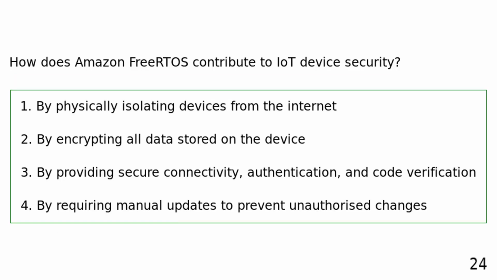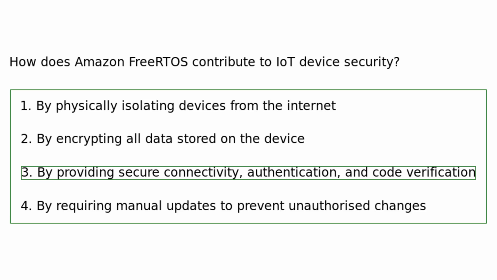How does Amazon FreeRTOS contribute to IoT device security? By physically isolating devices from the internet. By encrypting all data stored on the device. By providing secure connectivity, authentication, and code verification. By requiring manual updates to prevent unauthorized changes. Amazon FreeRTOS enhances IoT device security by offering secure connectivity options, mutual authentication, and code verification, ensuring that devices connect securely and run only authorized code.